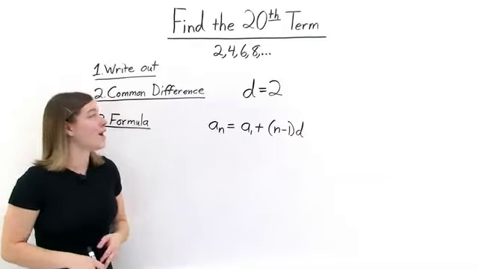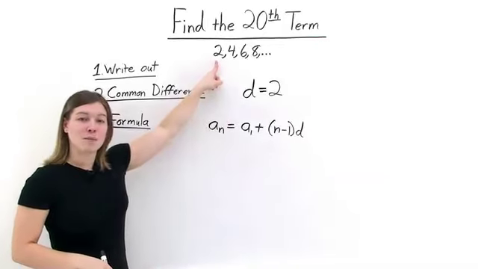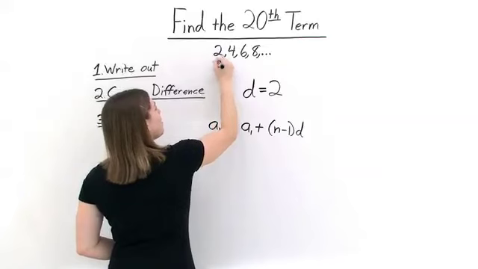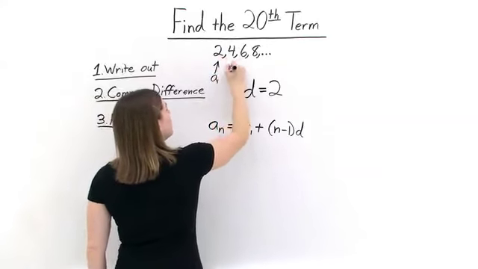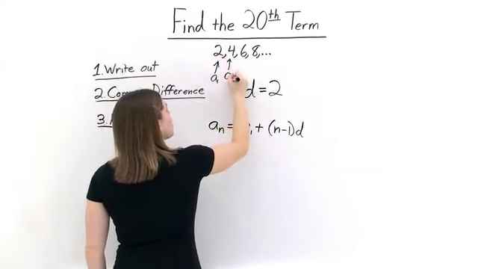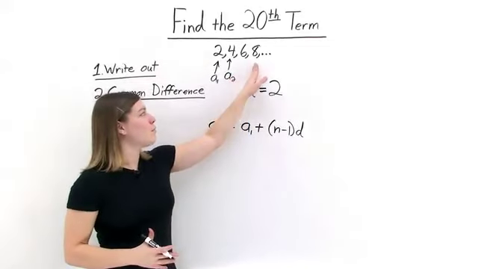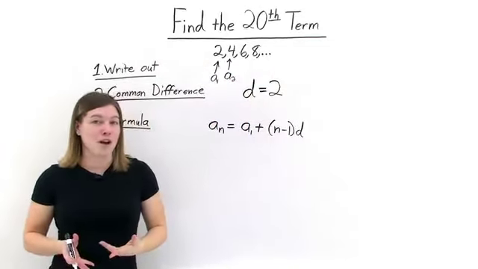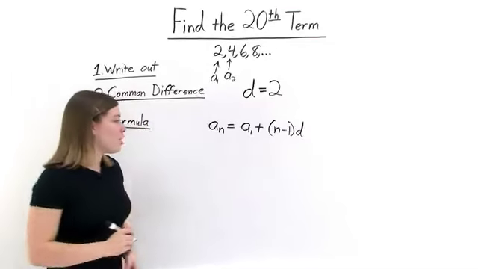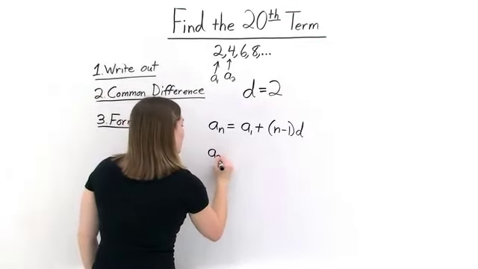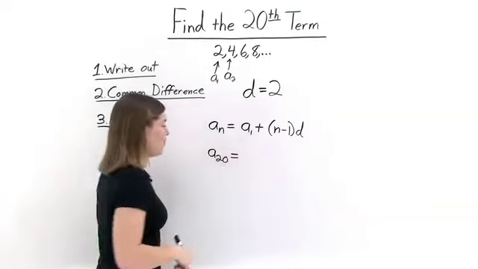Well, if we look at our sequence, this first term is 2, and we can label our first term as a sub 1. So we can label our second term of 4 as a sub 2. That means 6 would be a sub 3, 8 would be a sub 4, and so on. So to find the 20th term in our sequence, we're looking for a sub 20.